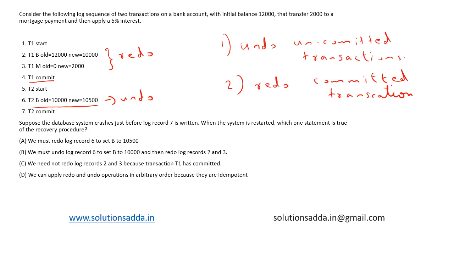We must undo log record 6 to set B to 10,000. Yes, this is correct. And then redo log records 2 and 3. Yes, this is also correct. So based on the options, option B would be the right answer here.